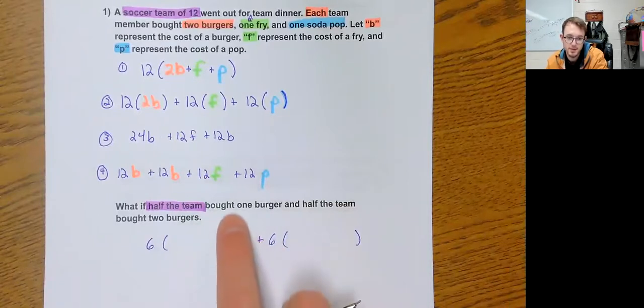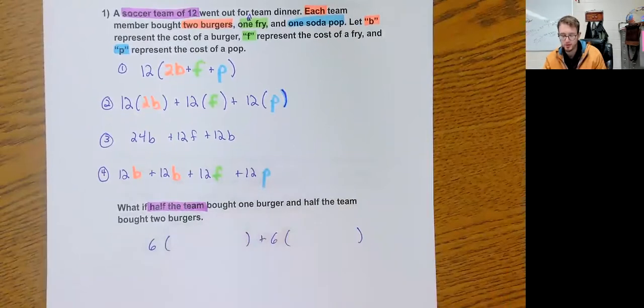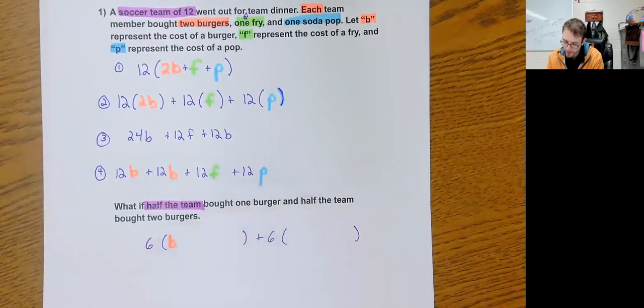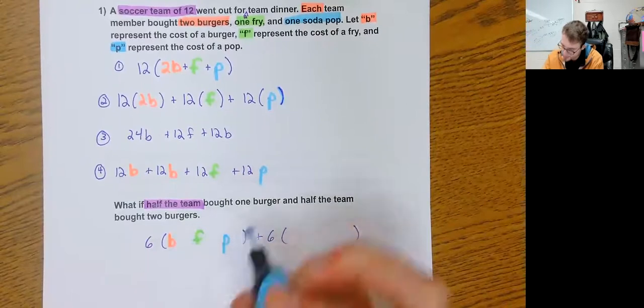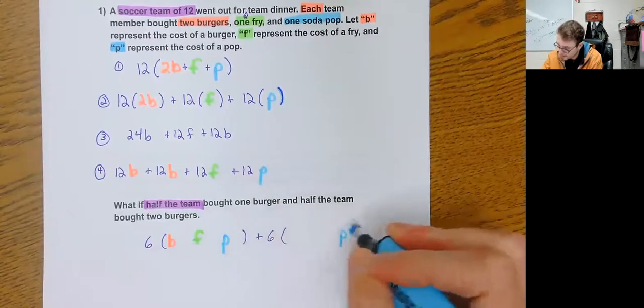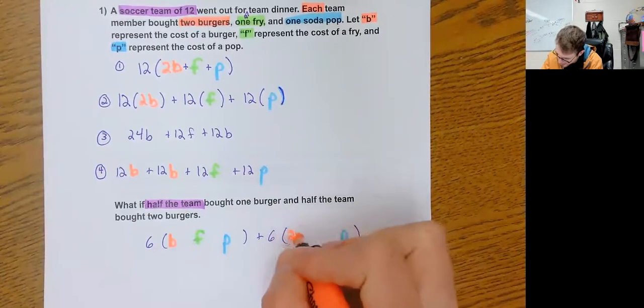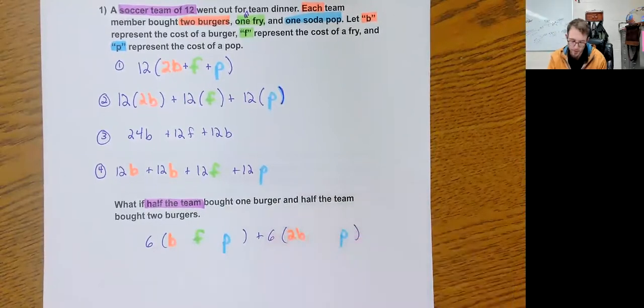Well, half the team is going to buy 1 burger. So now we're going to switch to half the team buying 1 burger, 1 fry, and 1 pop, while the other half are buying the 2 burgers, 1 fry, 1 pop.